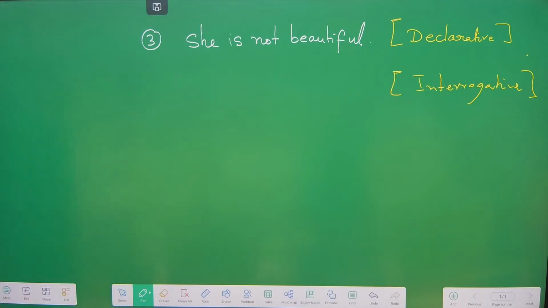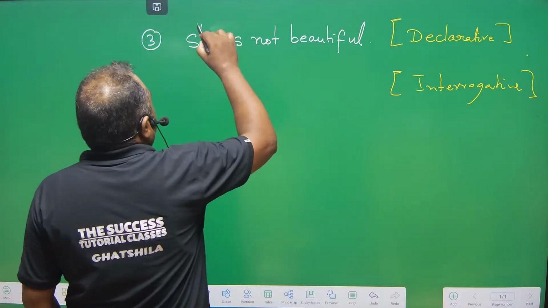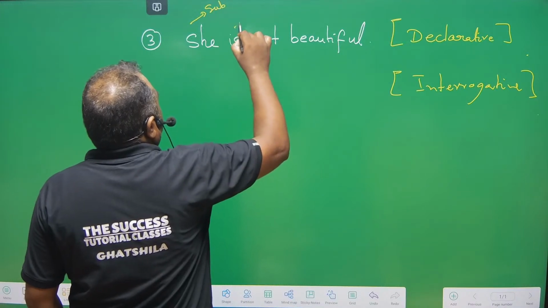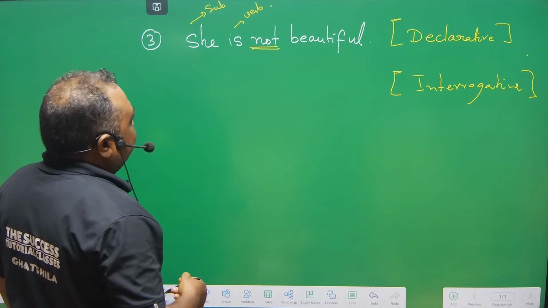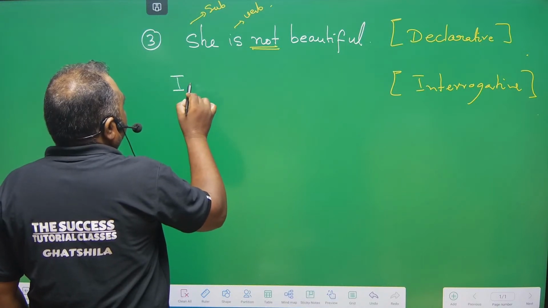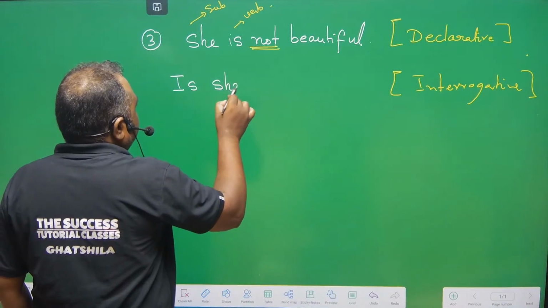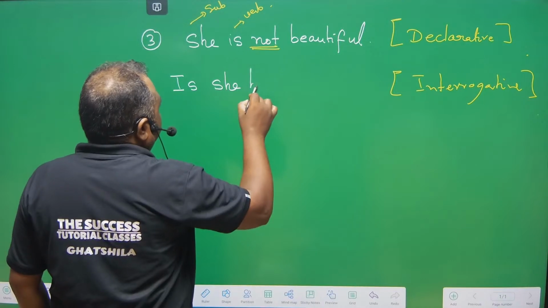Please, come on students. Convert it and write your answer in the comment section. Come on, try, students. You can convert it very easily. See, this one is the subject, this one is the verb, and this one is the negative word. So what I had told, you have to start the sentence with this verb. Is she, and you have to omit this negative word in this interrogative sentence. Is she beautiful?